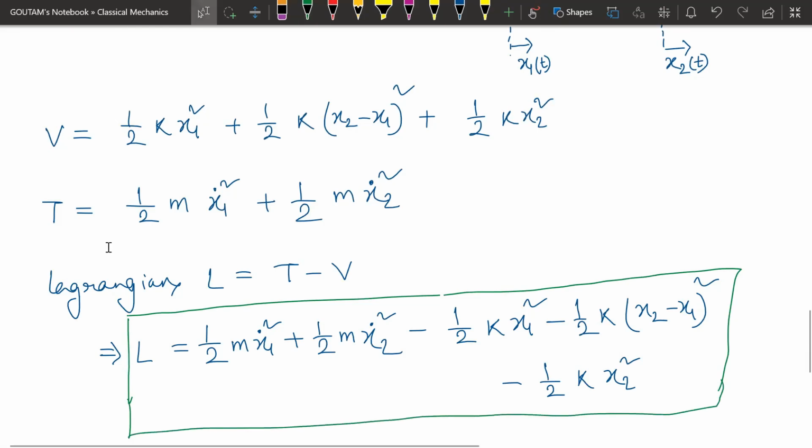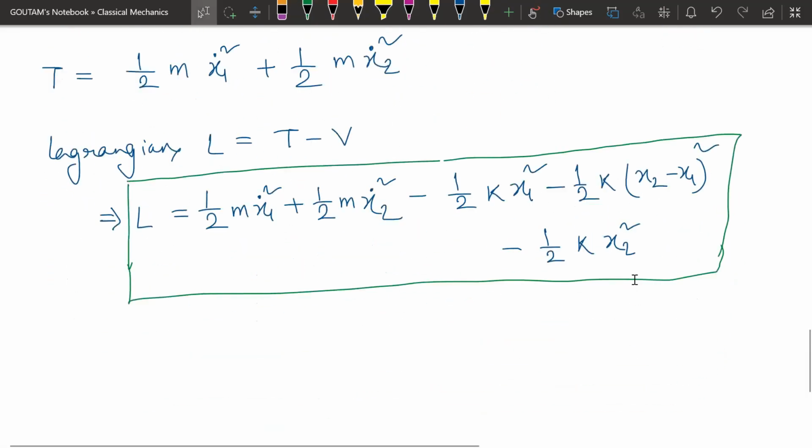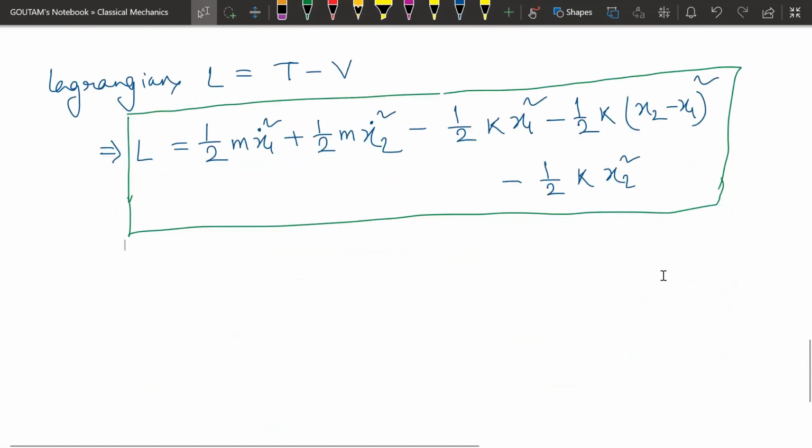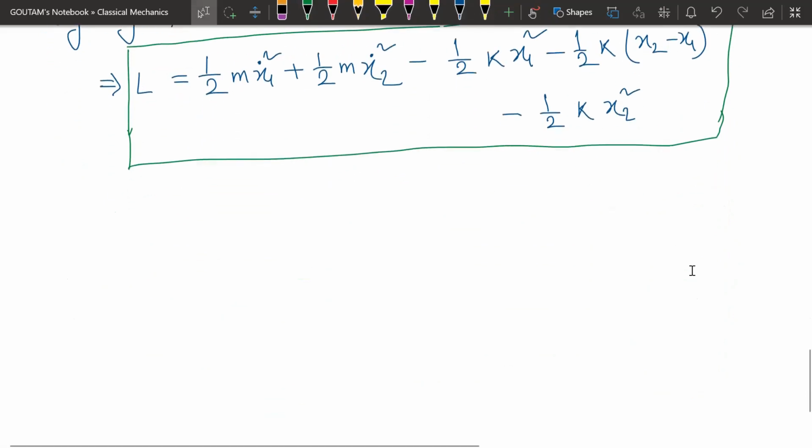Okay, so we got the Lagrangian. Now we need to find the Lagrangian equation of motion. Notice that there are two generalized coordinates, x1 and x2, two independent coordinates. So in that case, there will be two Lagrangian equations of motion.